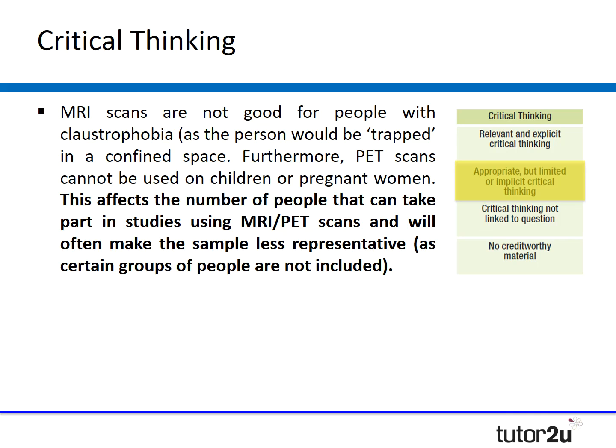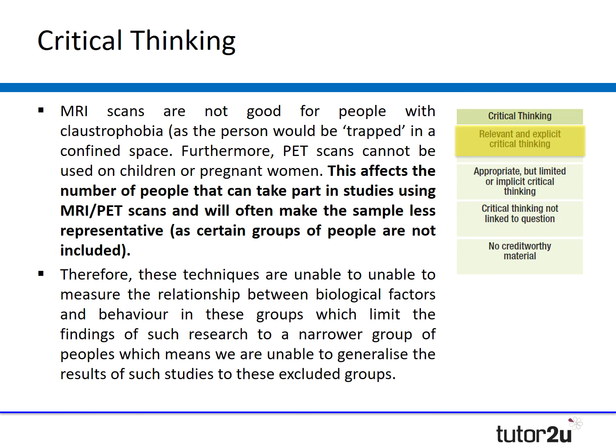That's not a bad answer, but it's still only implicit because we've not said, well, why is that a problem for measuring the relationship between a biological factor and behaviour? And it's that link that I keep referring to that is missing in this particular answer, okay? Let's extend that even further. So we kept the first paragraph, but what we've added to it is, therefore, these techniques are unable to measure the relationship between biological factors and behaviour, there's our question wording, in these groups which limit the findings of such research to a narrow group of people, which means we're unable to generalise the results of such studies to these excluded groups. All of a sudden, we moved all the way, taking a very simple point from not linked to the question to explicit and clearly linked to the question.